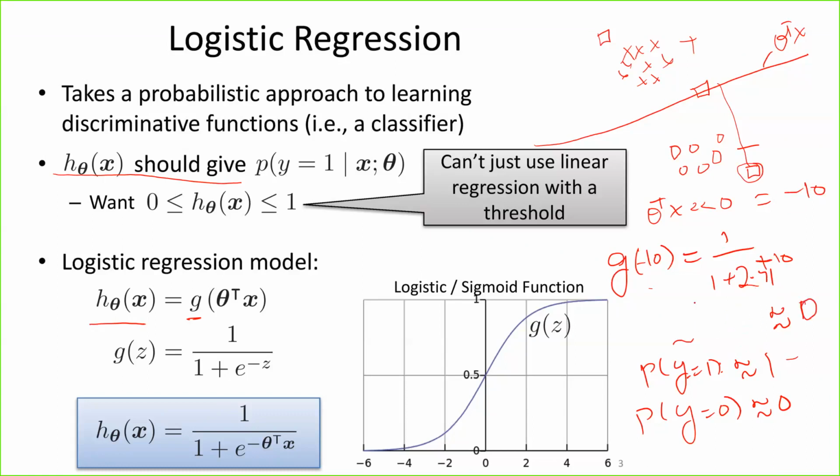Agree? Right. So if this is close to 0, what is the probability of y equal to 0? This is close to 1. It means you are more confident that it belongs to the negative class, class 0. This is the interpretation that we give to the hypothesis.